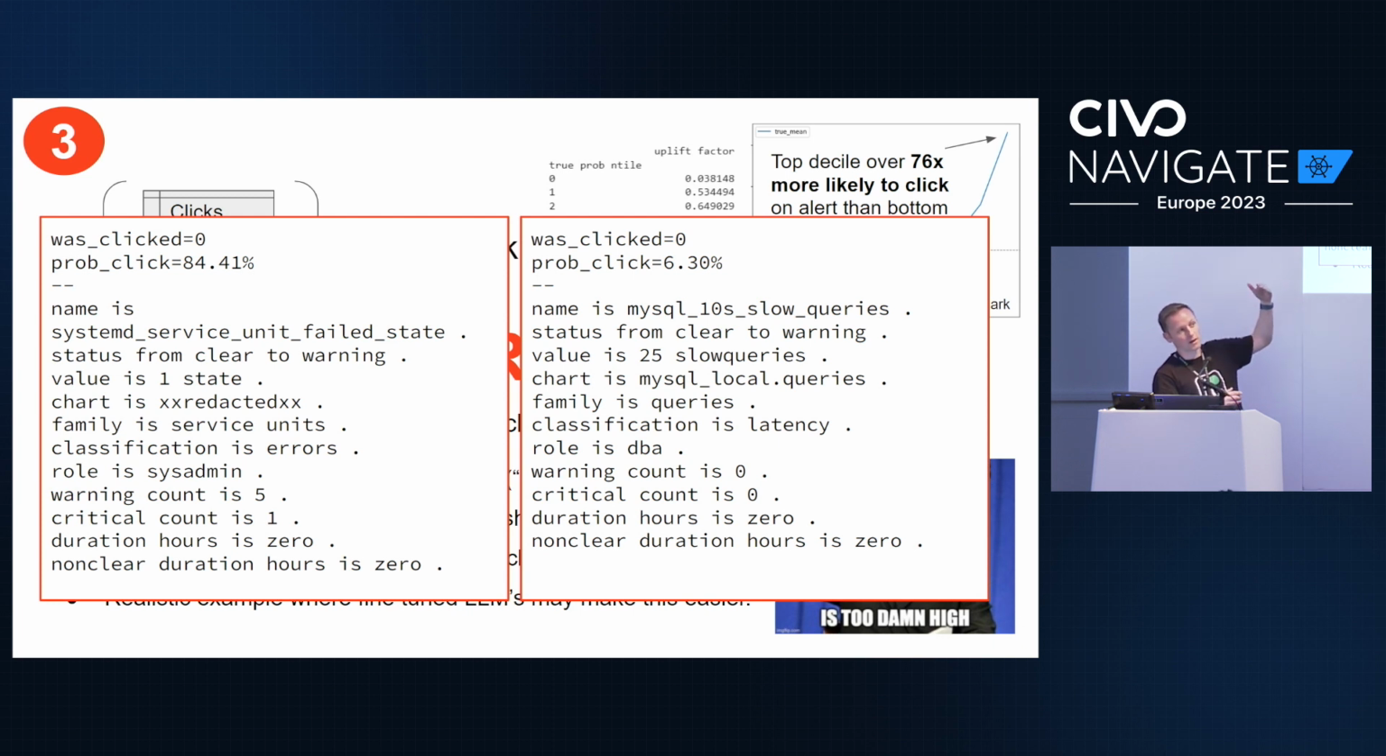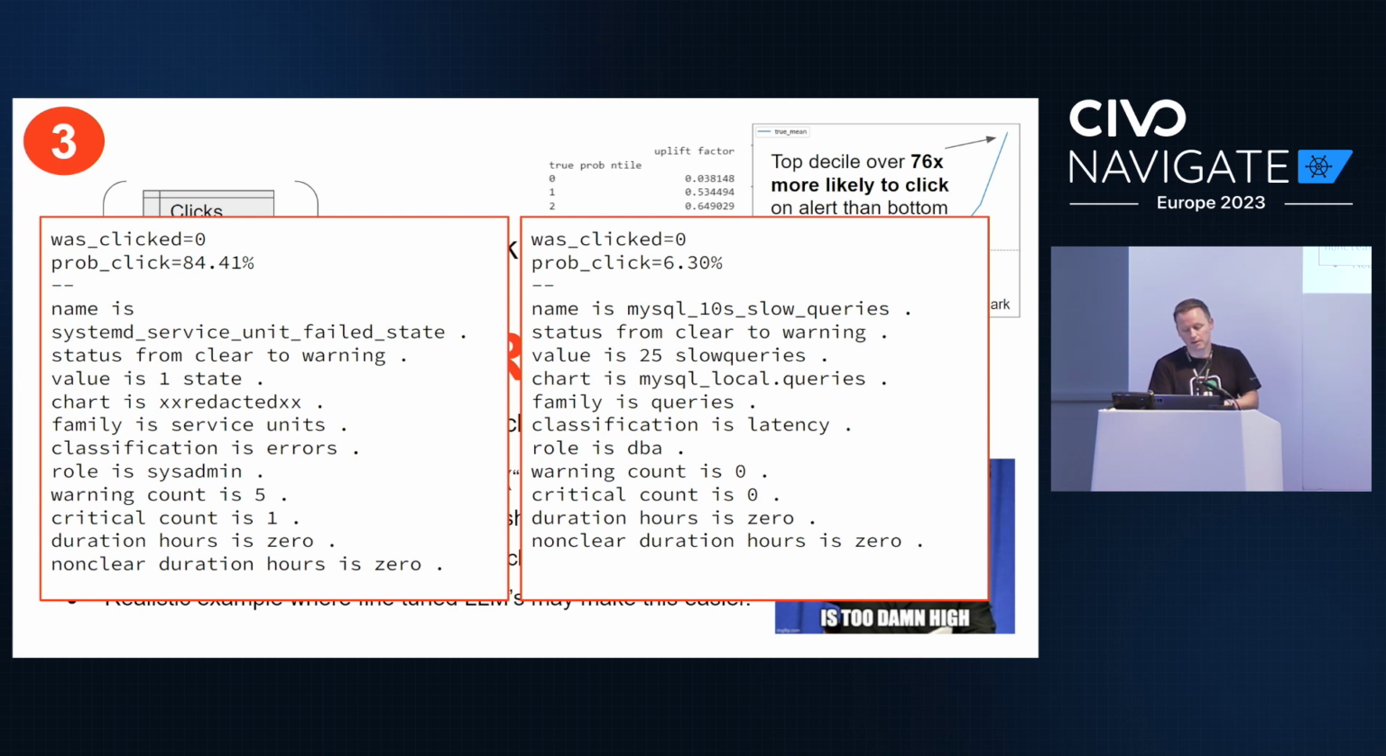A probability that's higher, like 80%, means it really thinks this one is important, and a probability that's really low, like the one on the right side, which is 6%, says no one ever really clicks on them. So what it's saying is, obviously this systemd service has started to fail. People really seem to react to that. And then the other one is MySQL slow queries, 25 slow queries, gone from clear to warning.